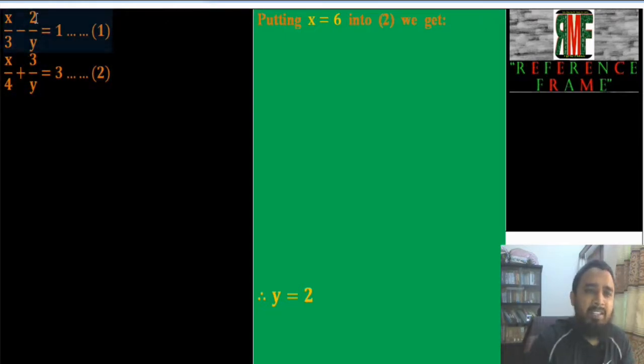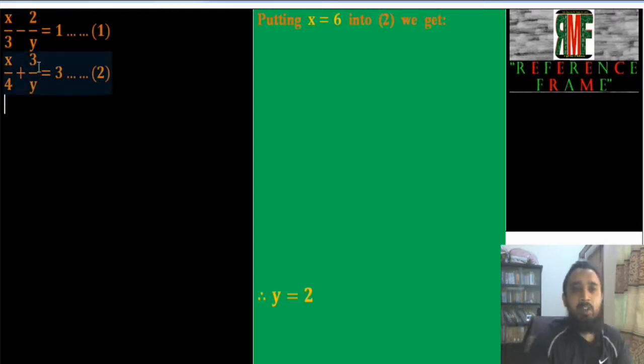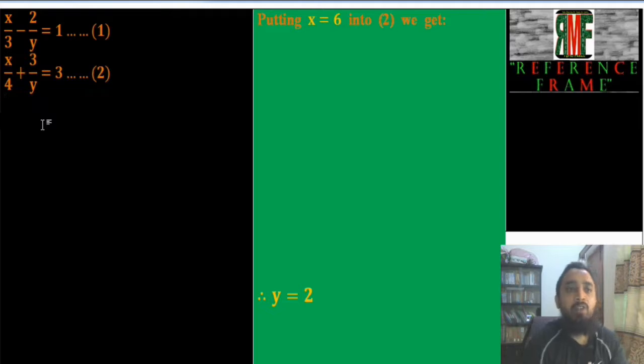So look, what is it? 2 divided by y. If we multiply this one by 3, we have a situation like 6 divided by y. And if we multiply the second equation by 2, we have a situation like 6 divided by y. That means the coefficient of y is going to be the same. That means for step 2, we're going to multiply the first equation by 3 and the second equation by 2. So let us do that.